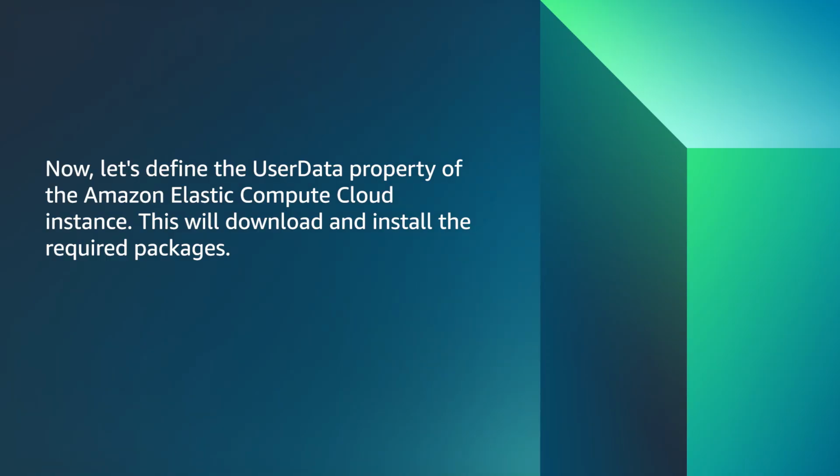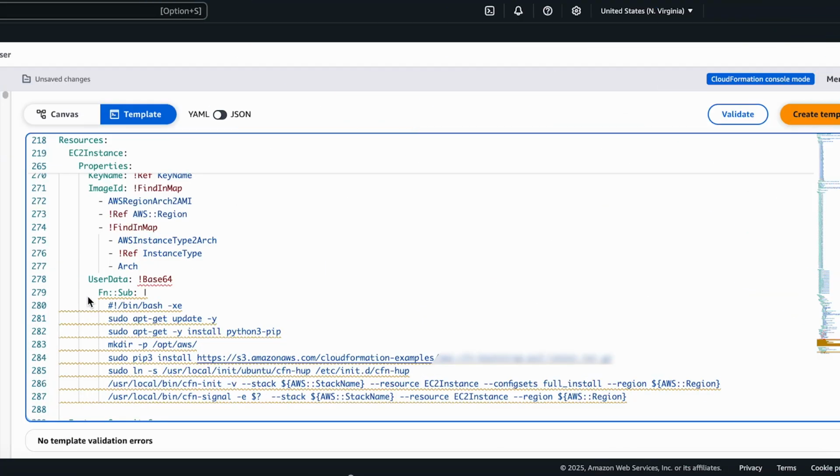Now let's define the UserData property of the Amazon Elastic Compute Cloud instance. This will download and install the required packages. Here is an example. Let me explain the key components.